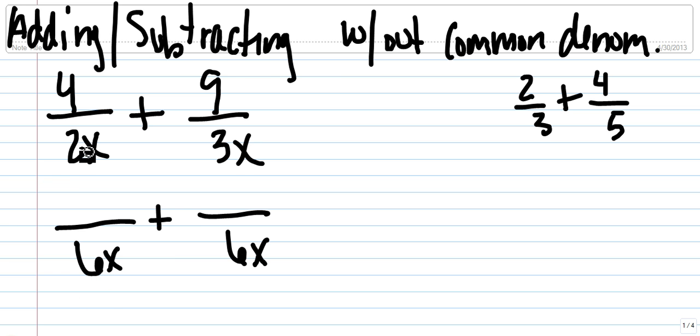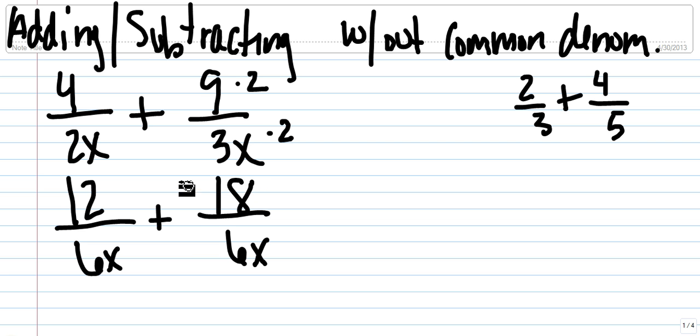Well, we multiply the 2x times 3, correct? So 4 times 3 is 12. And what about this one? How did I get from 3x to 6x? I multiplied this times 2. What I do on the bottom, I have to do up top. So 9 times 2 is 18.